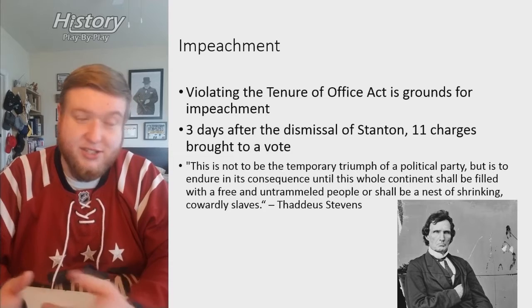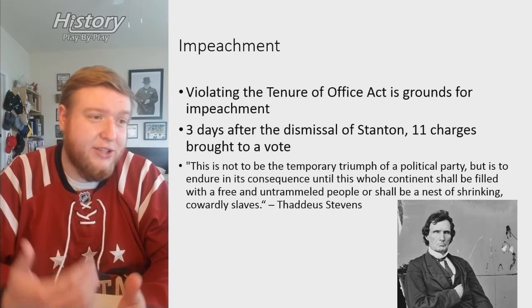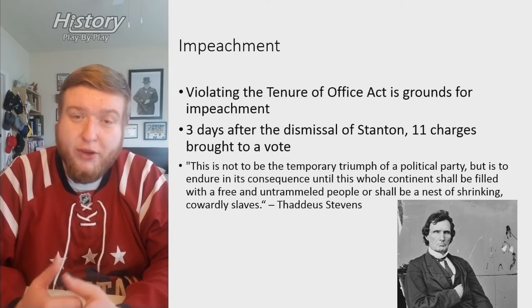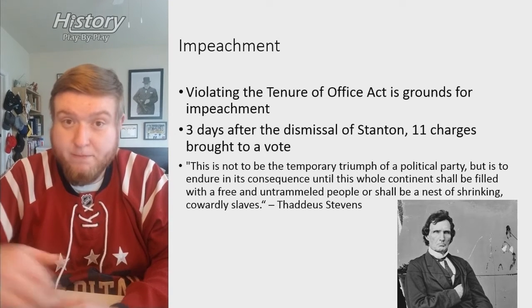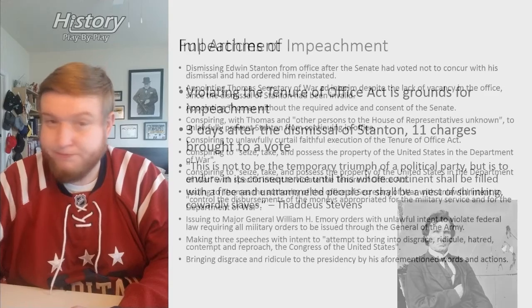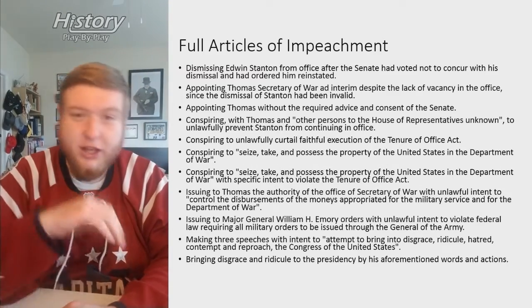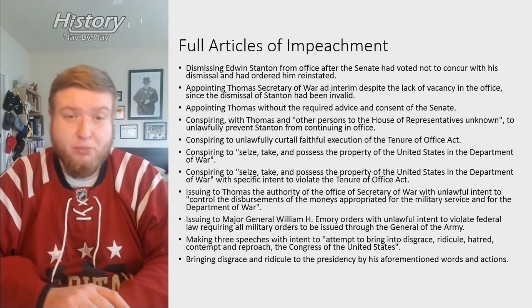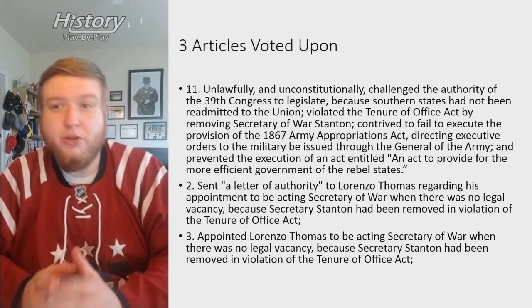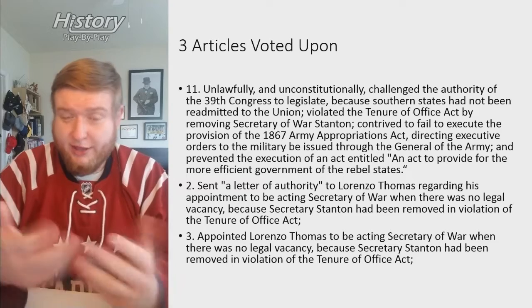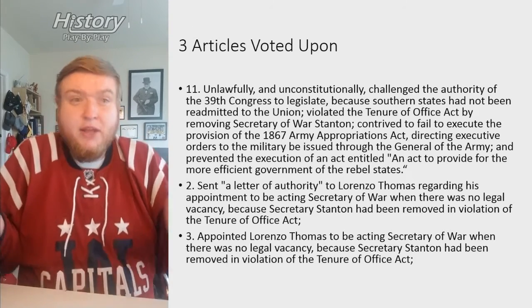Thaddeus Stevens says this isn't any temporary triumph. It's whether or not we are going to simply listen to the president or do what we feel is right. Obviously, he was much more eloquent than me. The full 11 orders are there. They all basically boil down to 3 basic ideas, and those are the 3 ideas that are voted upon. And why they're not in numerical order.